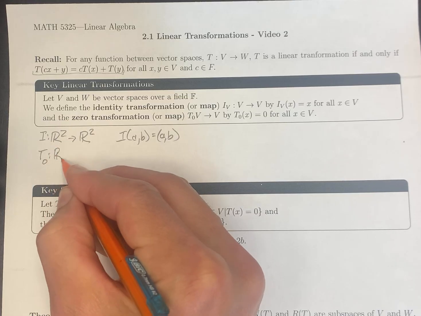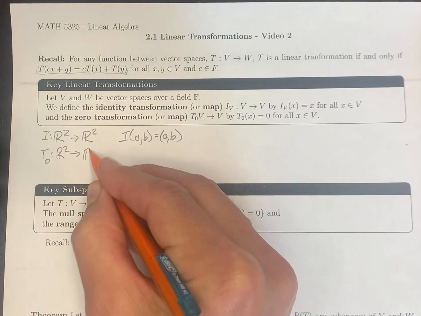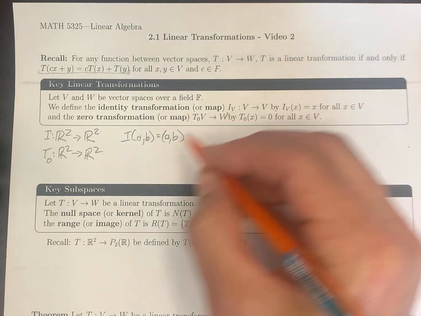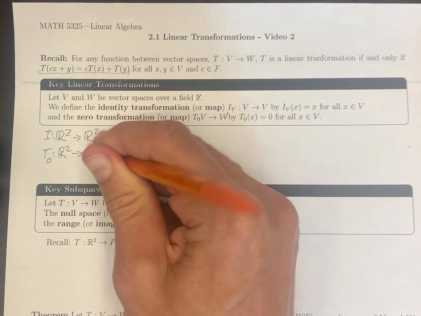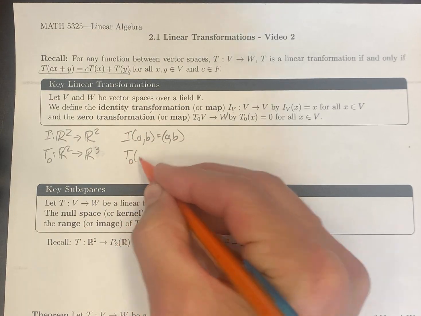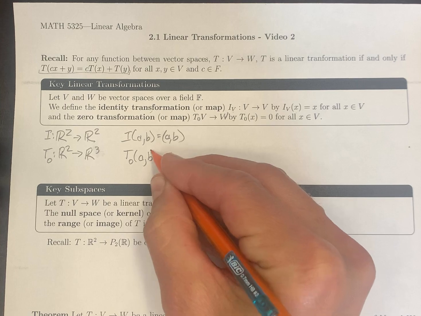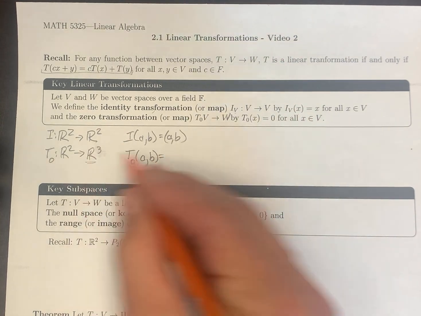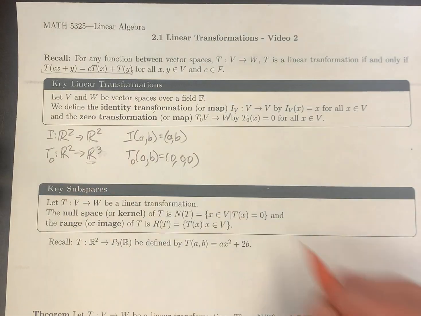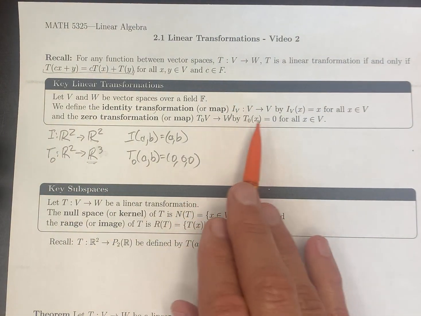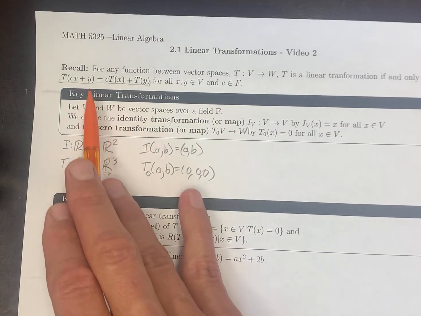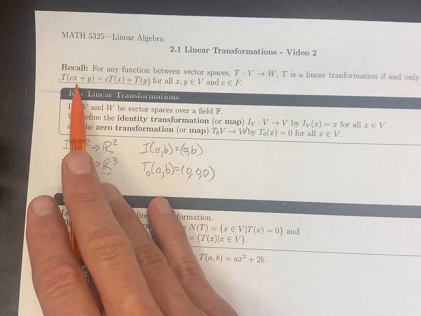T0 from R2 to R2 would be, or I guess technically I should have W there. It could be whatever space you want. Let's make it R3 just for the fun of it. T0 of (a, b) maps it to 0 in here. So that could be (0, 0, 0) if that's my codomain right there. Right, so you can go anywhere, but the point is that everything maps to 0, and they satisfy these rules in the sort of silliest way.